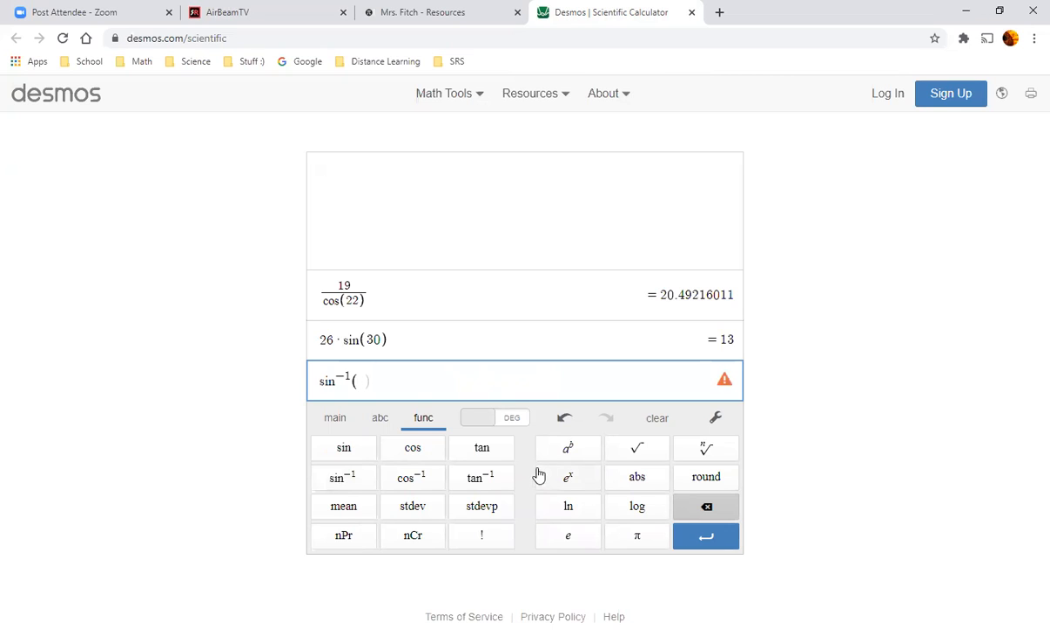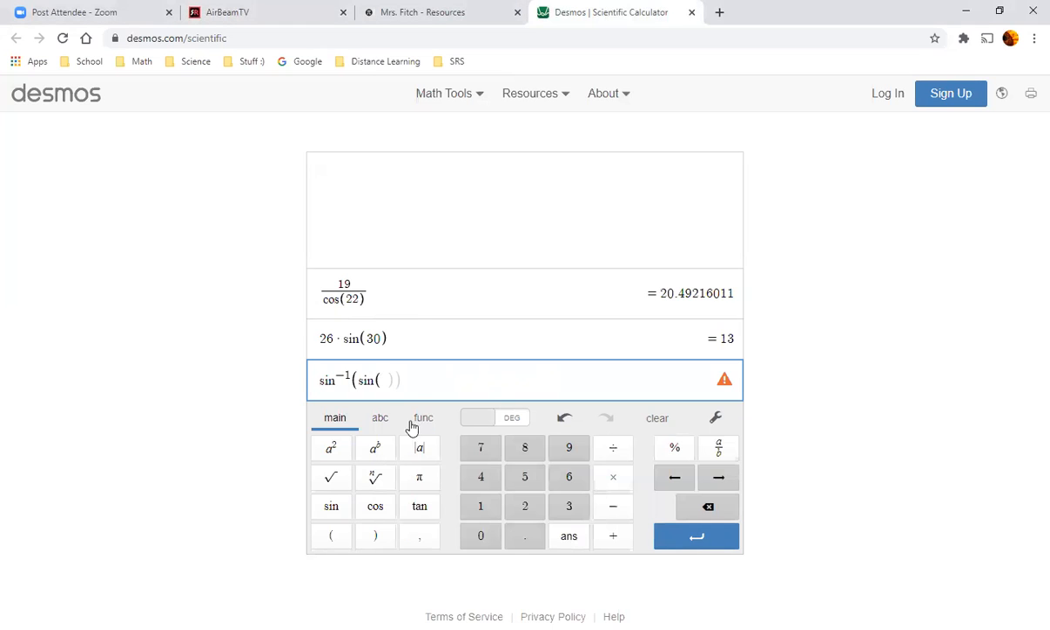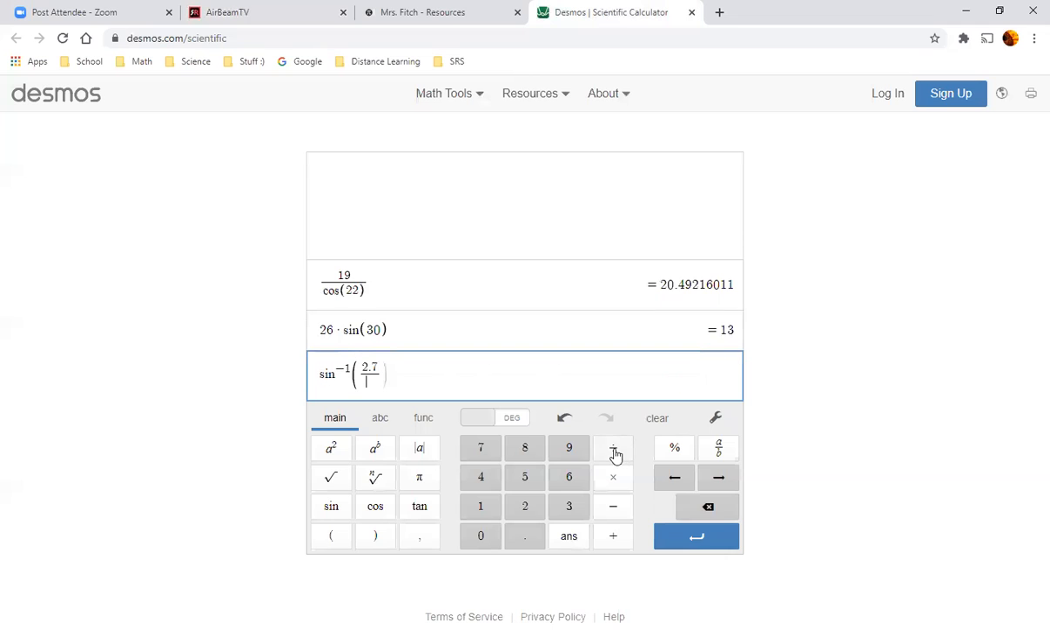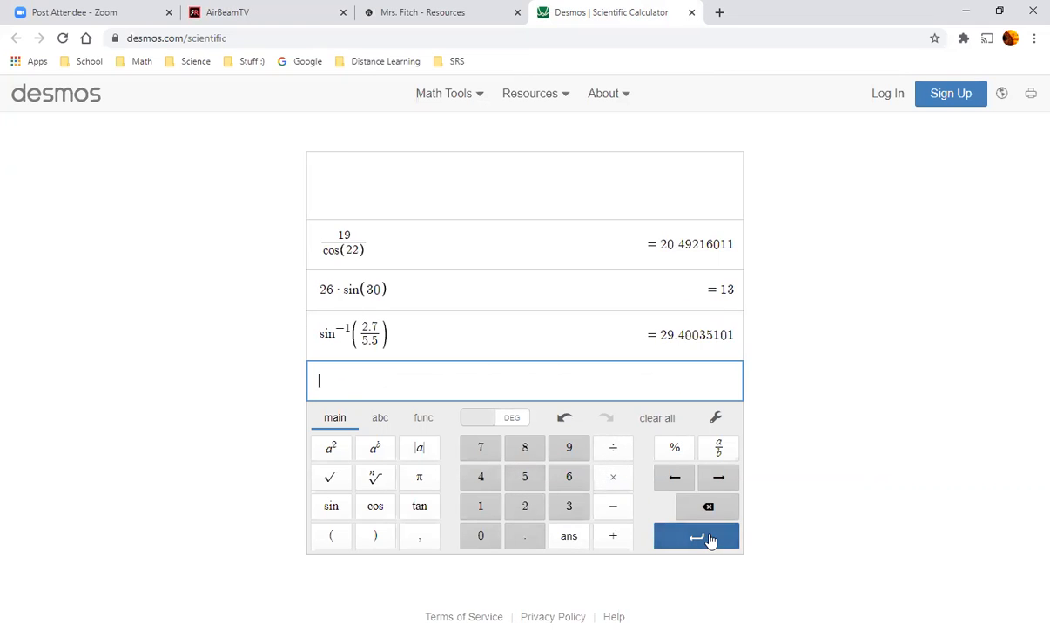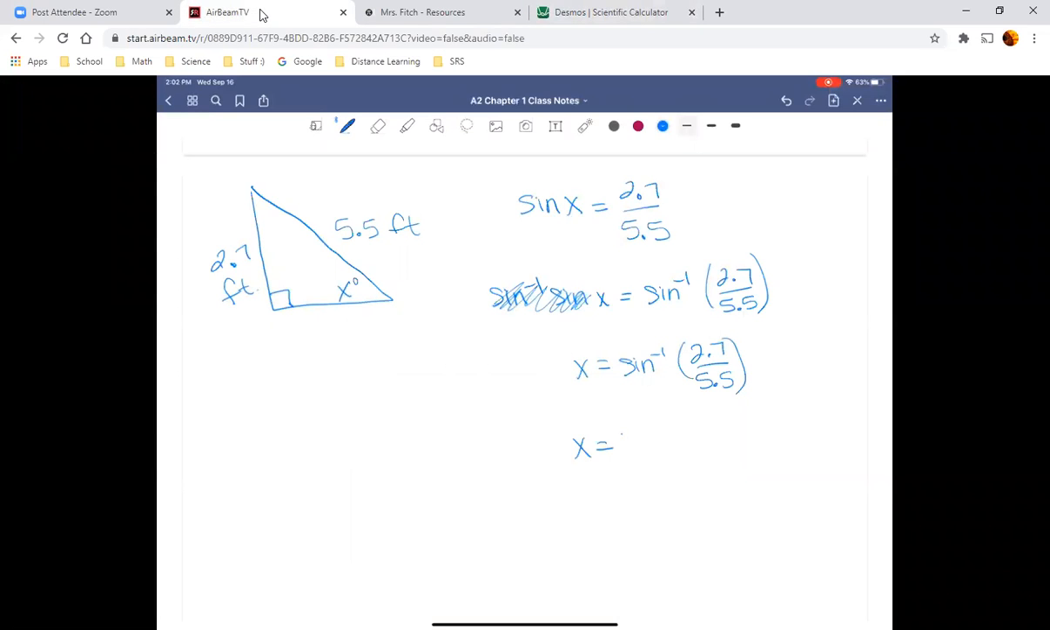And what did we have? 2.7 divided by 5.5, and we get 29.4. So we know that it's 29.4 degrees.